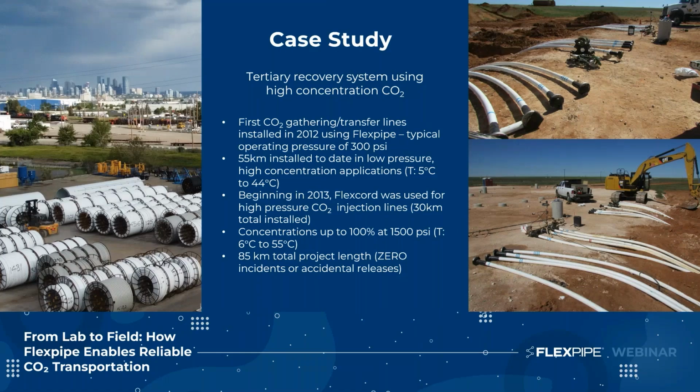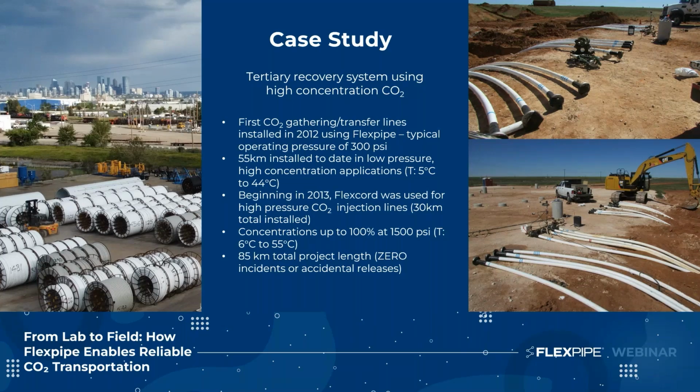Let's take a look at the real-world case study involving a tertiary recovery system that uses high concentration of CO₂. The first CO₂ gathering and transfer lines for this project were installed in 2012 using the Flexpipe, operating at a typical pressure of 300 psi, and 55 kilometers have been installed for low pressure and high concentration application. And operating temperature ranged from 5 degrees C up to 44 degrees C for that.